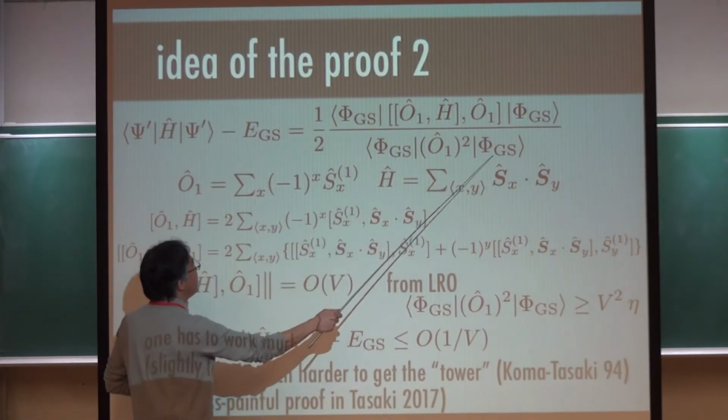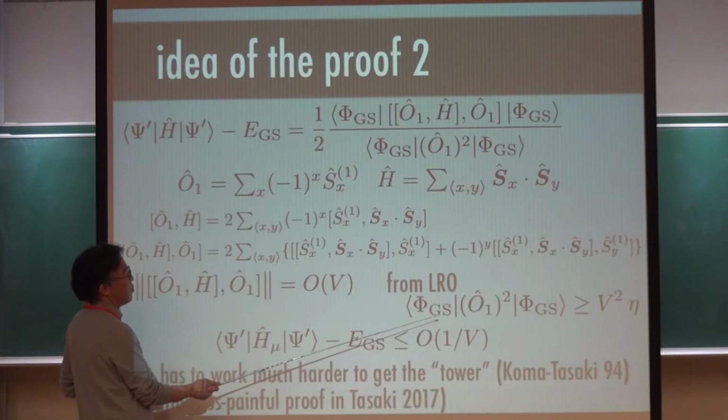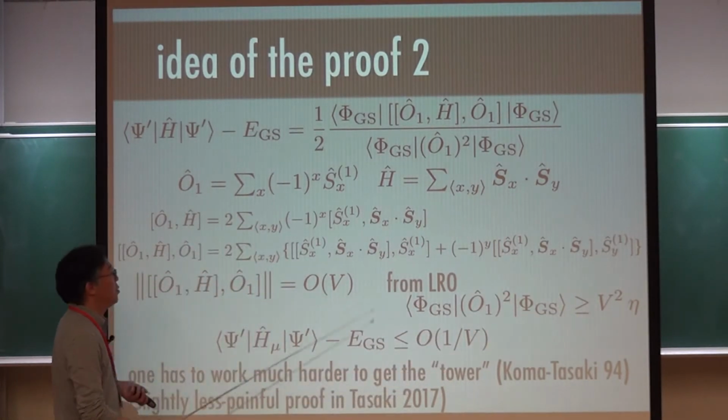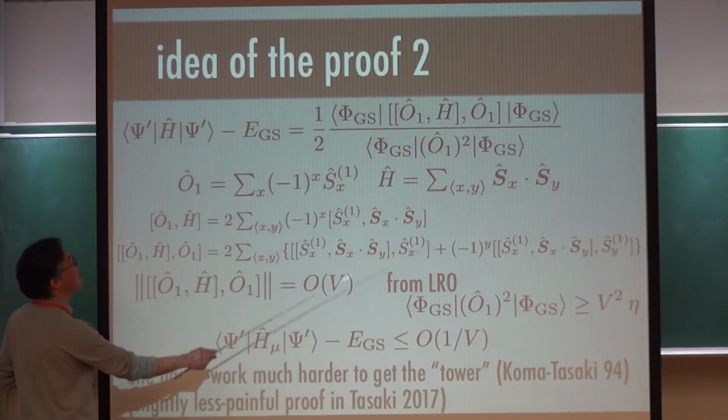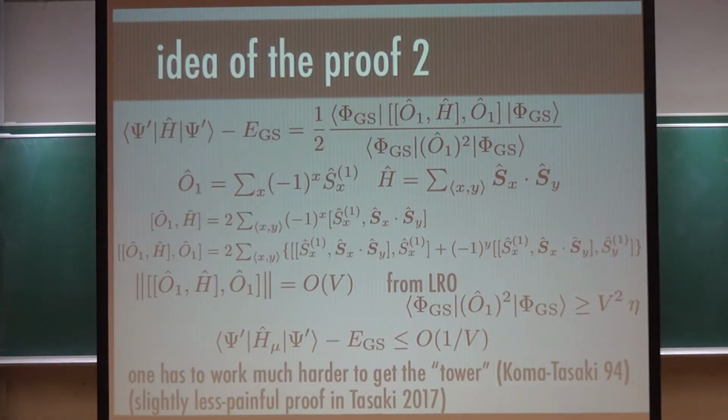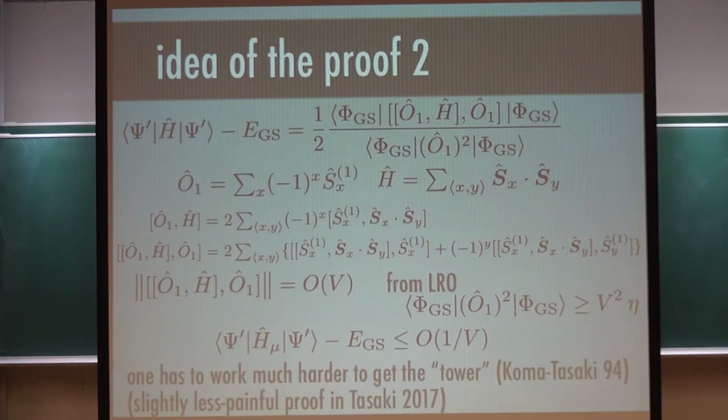As for the downstairs, we know that this state exhibits long-range order in this case. So by using this and this here, you find that this variational energy is of order 1 over V. So this is the simplest part, but of course the main result by Tasaki is the existence of a whole bunch of towers, and the proof is really, really painful. I found a less painful proof recently, but it's still painful, and I still have to write this down. But anyway, it's been proved.